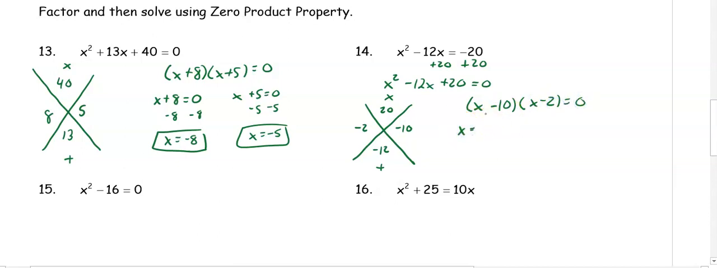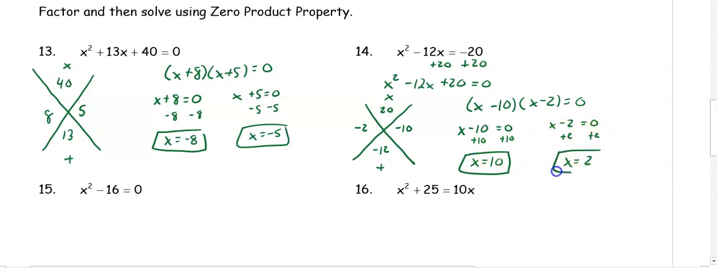Each parenthesis gets set equal to 0. So x minus 10 equals 0. x minus 2 equals 0. We can add 10 to both sides to get x equals 10. We can add 2 to both sides to get x equals 2.